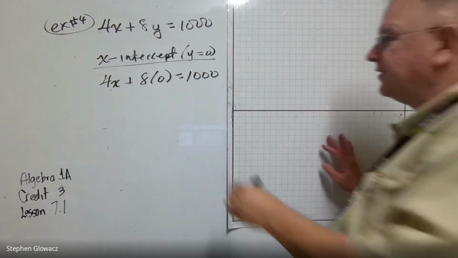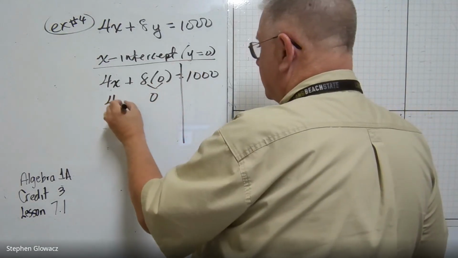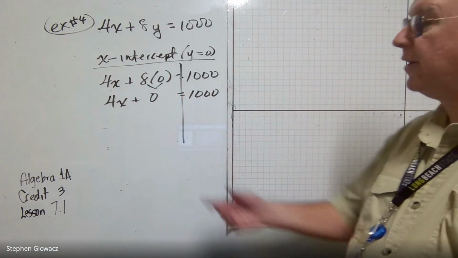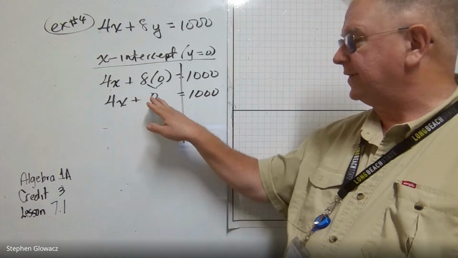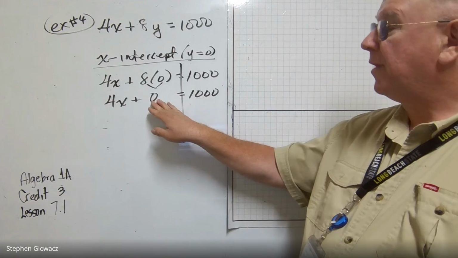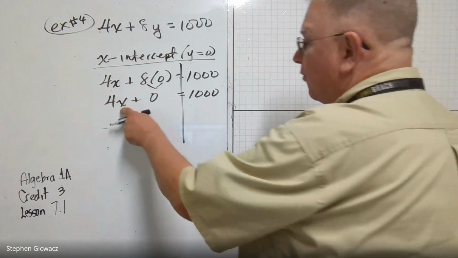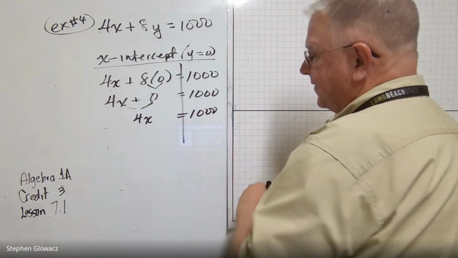So we've got some simplifying we can do. 8 times 0 is 0. So we have 4x plus 0 is 1,000. Now, we have 4x plus 0. Yes, these are not like terms. This is a variable. This is a constant 0. But adding or subtracting 0 to something doesn't change it. So 4x plus 0 is just 4x, and we have 4x equals 1,000.